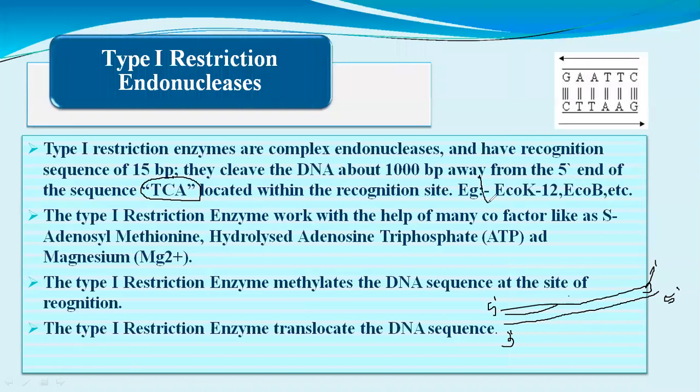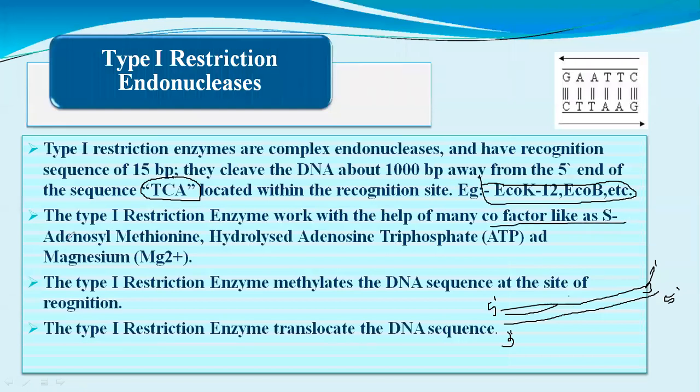So these are the names of the restriction enzymes that can detect the particular restriction site and this particular sequence 1,000 base pairs away from the 5' end. Okay, so the type 1 restriction enzyme works with the help of many cofactors like S-adenosyl methionine, hydroxylated adenosine triphosphate, and magnesium ion. So basically, if you want these enzymes to work, you need cofactors.